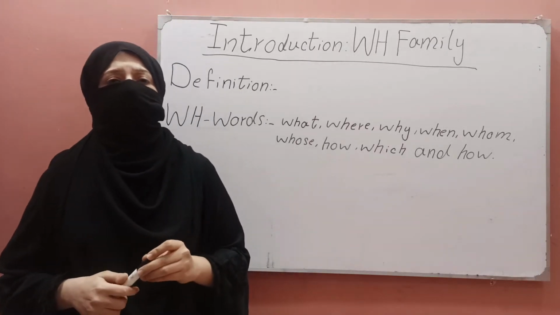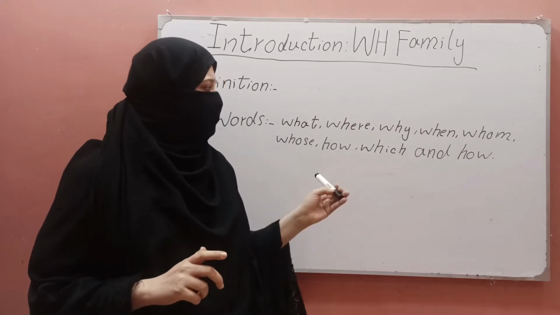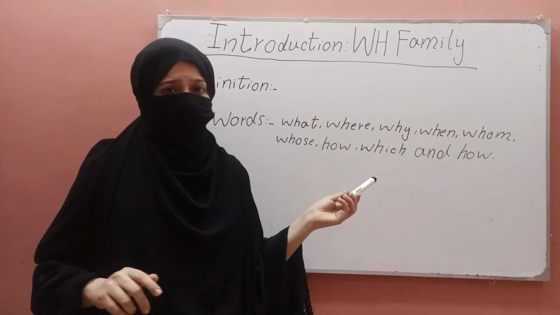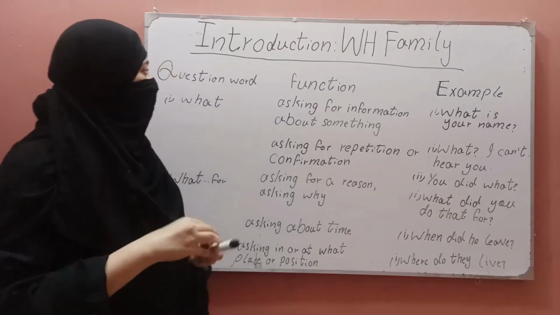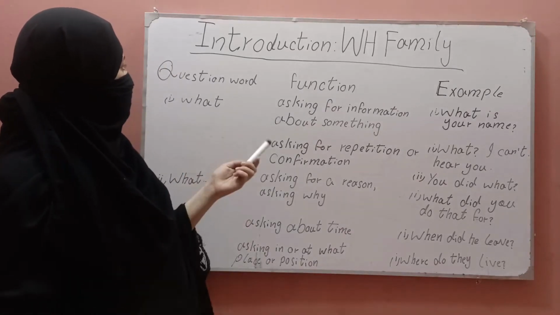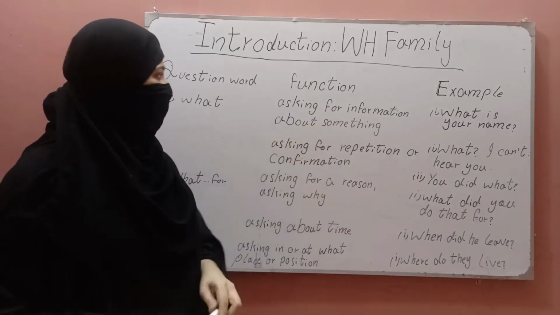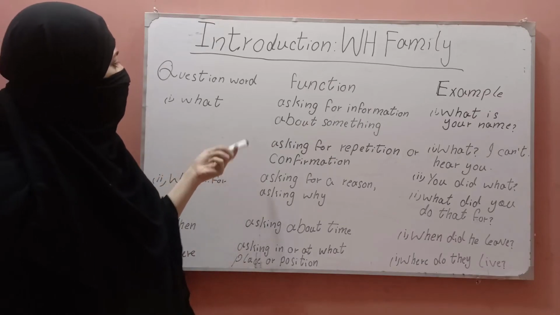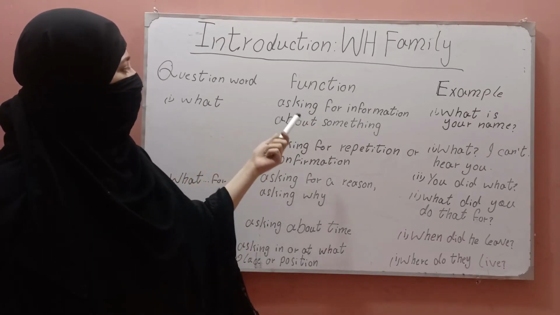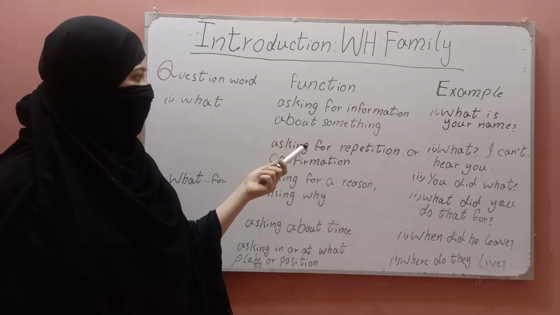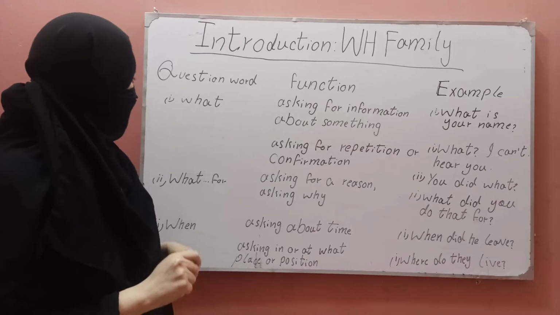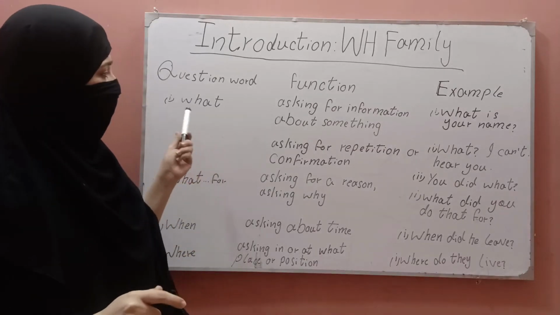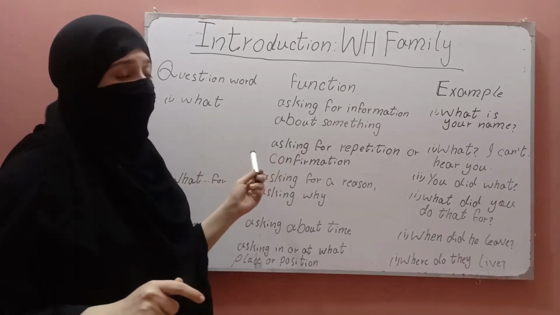Now we move towards the function of WH words and their uses. Now these are the words of the WH family and their functions with examples. The first word is what. What is the use of the word? It is used for asking information about something. The example is, what is your name? And what is also used for repetition or confirmation of anything.